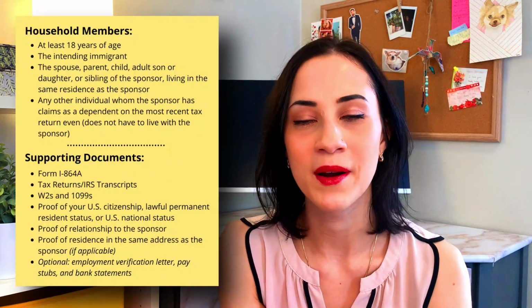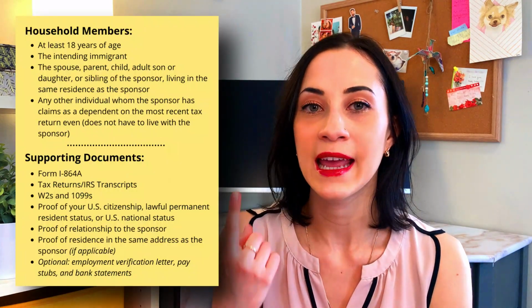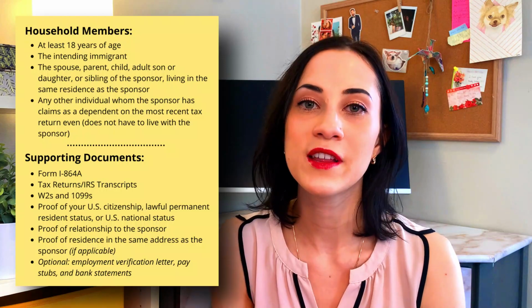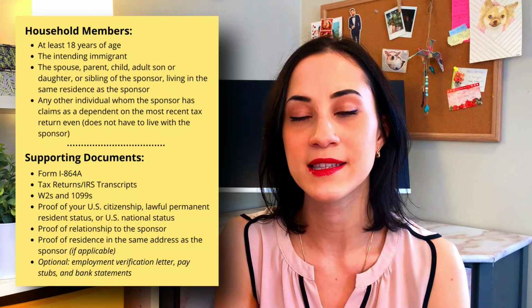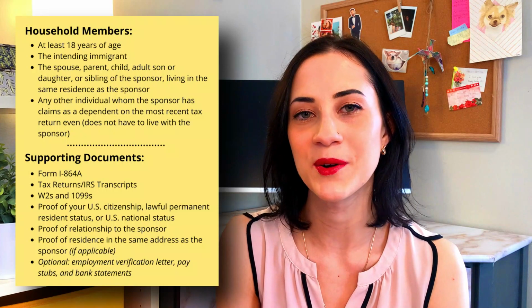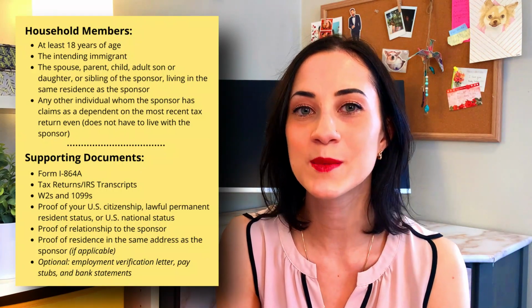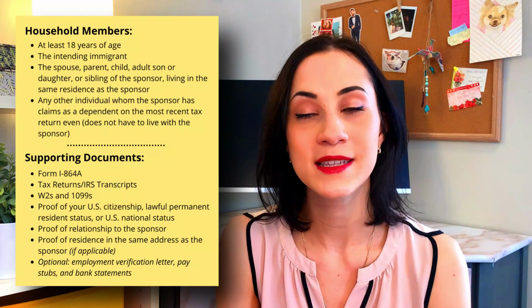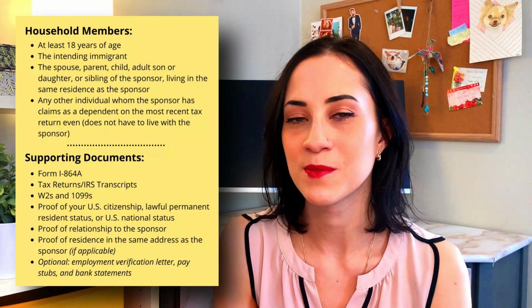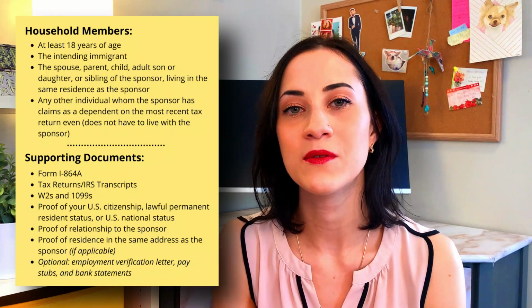Let's talk about who can be a household member. So a household member can be either A, the intending immigrant, if they are currently working in the United States and their employment will continue from the same legal source after becoming a green card holder. A household member can also be the sponsor's spouse, parent, son or daughter, or a sibling who resides with the sponsor in the same residence.